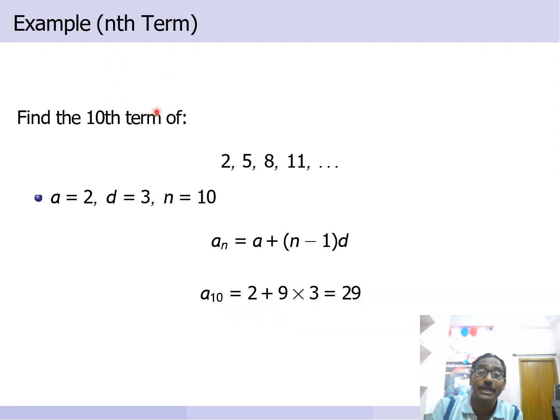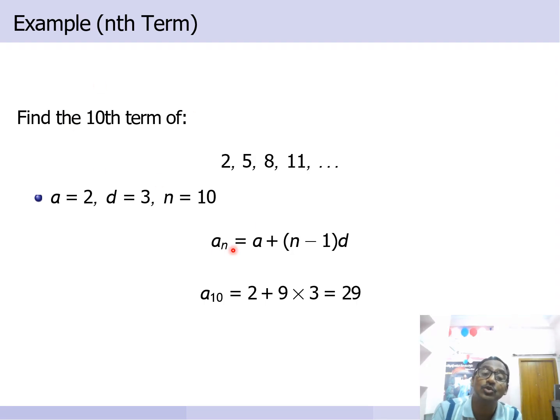Next example, nth term. Find 10th term of 2, 5, 8, 11 and so on. a equal to 2. This is first term a. What is d? d equal to 3. a2 minus a1, that is 5 minus 2, 3. 8 minus 5, 3. 11 minus 8, 3. So a2 minus a1 equal to a3 minus a2 equal to a4 minus a3 equal to fixed number 3. Common difference is 3.